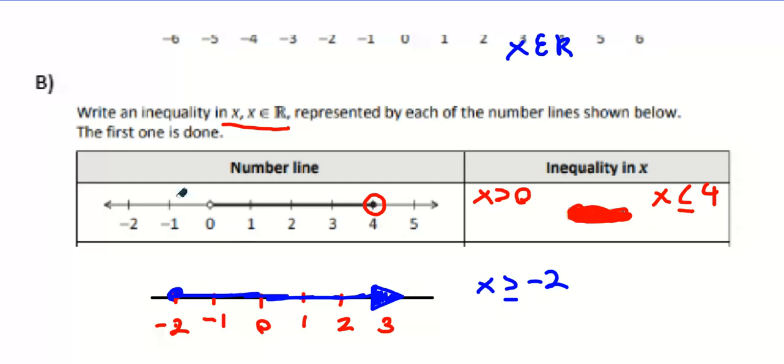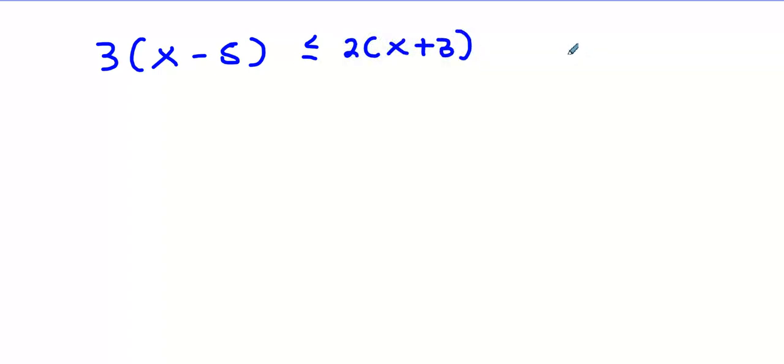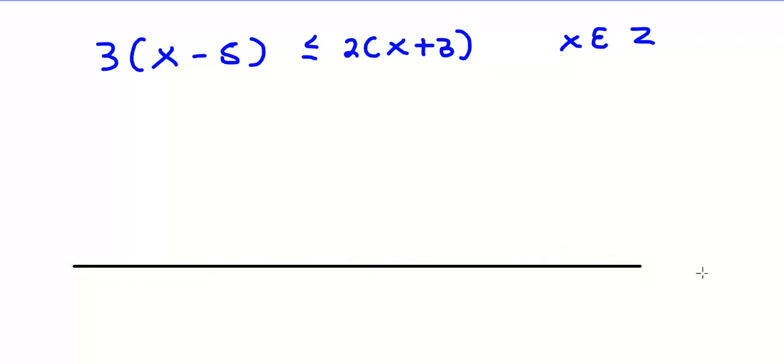You literally have 3 minutes left. All right. Now, lads, look at this really quickly. 3 multiplied by, for argument's sake, x minus 5, smaller than or equal to 2 times x plus 3, right? X is an element of Z. Ready? Okay.